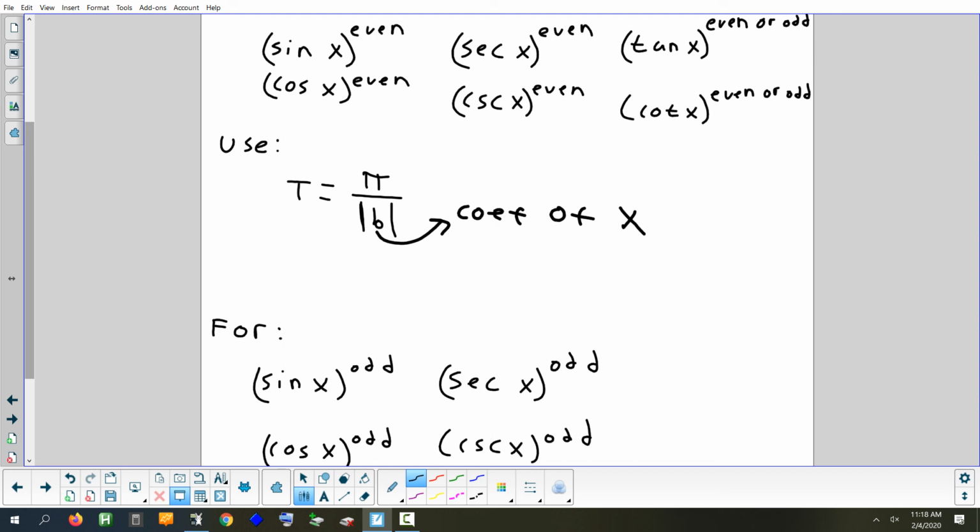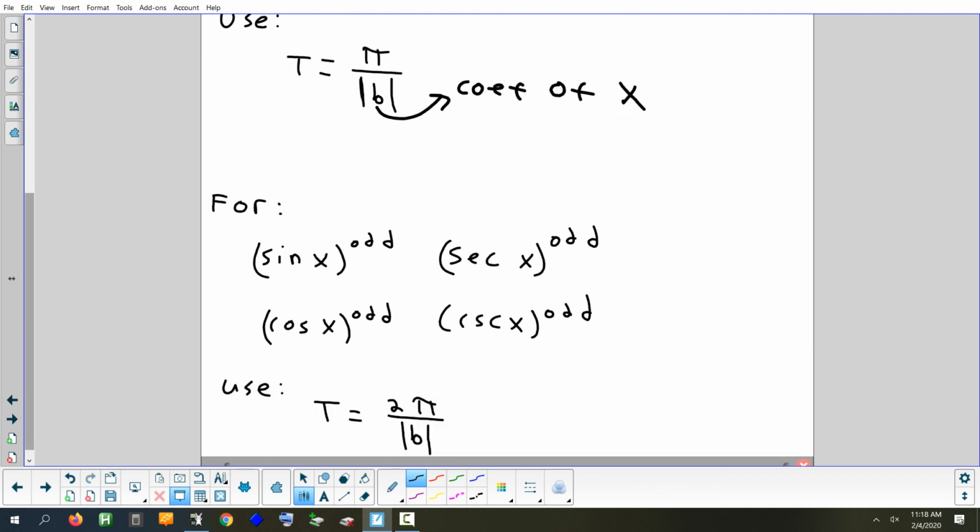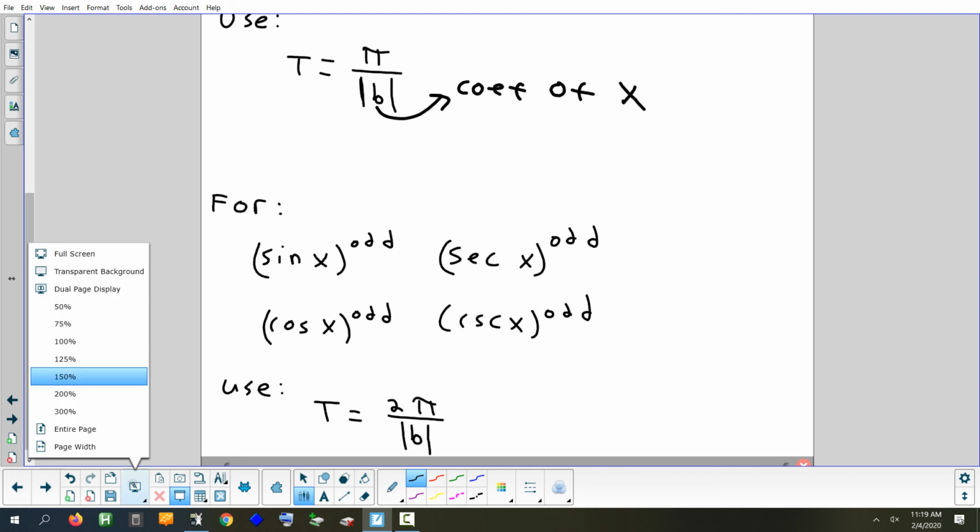Does anyone remember the other formula we used? We used pi over b. And the other one we used was 2 pi over b. Yep. So the formula here is 2 pi over b. Again, b is the coefficient of x, whatever number is in front. So you might be able to come up with a better way to organize that in your notes so it makes sense to you, but that's what you need to know. Okay, so look at your trig function, look at the power, figure out if it's even or odd, and then use the appropriate formula from there.